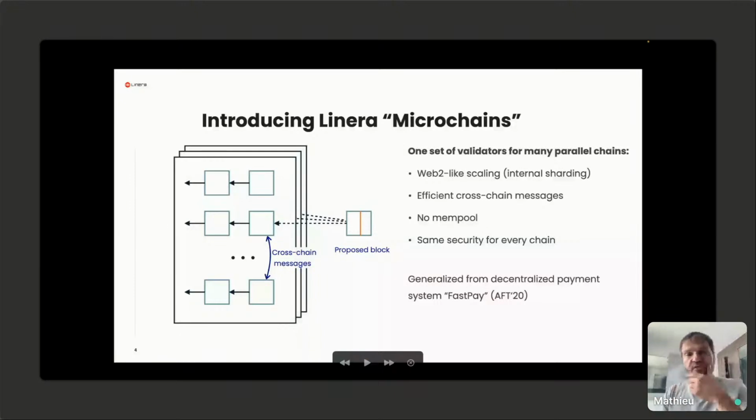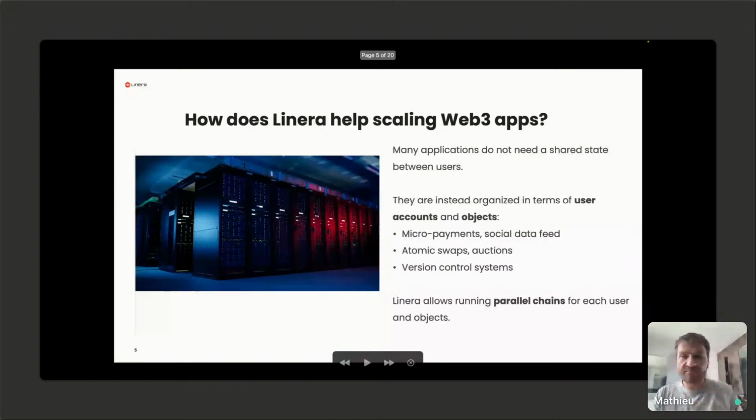Okay, and so once again, that's nice. We have all those chains, and how does it help scaling Web3 applications? The answer depends maybe on the applications, but what we're optimizing for is really a new kind of application that is not addressed in current systems. With this notion of microchains, we want really to help high quality applications in the relatively general case where the state of the application is organized in user accounts and objects that are loosely interacting. And that's really the case for many applications, such as micropayments, or social applications.